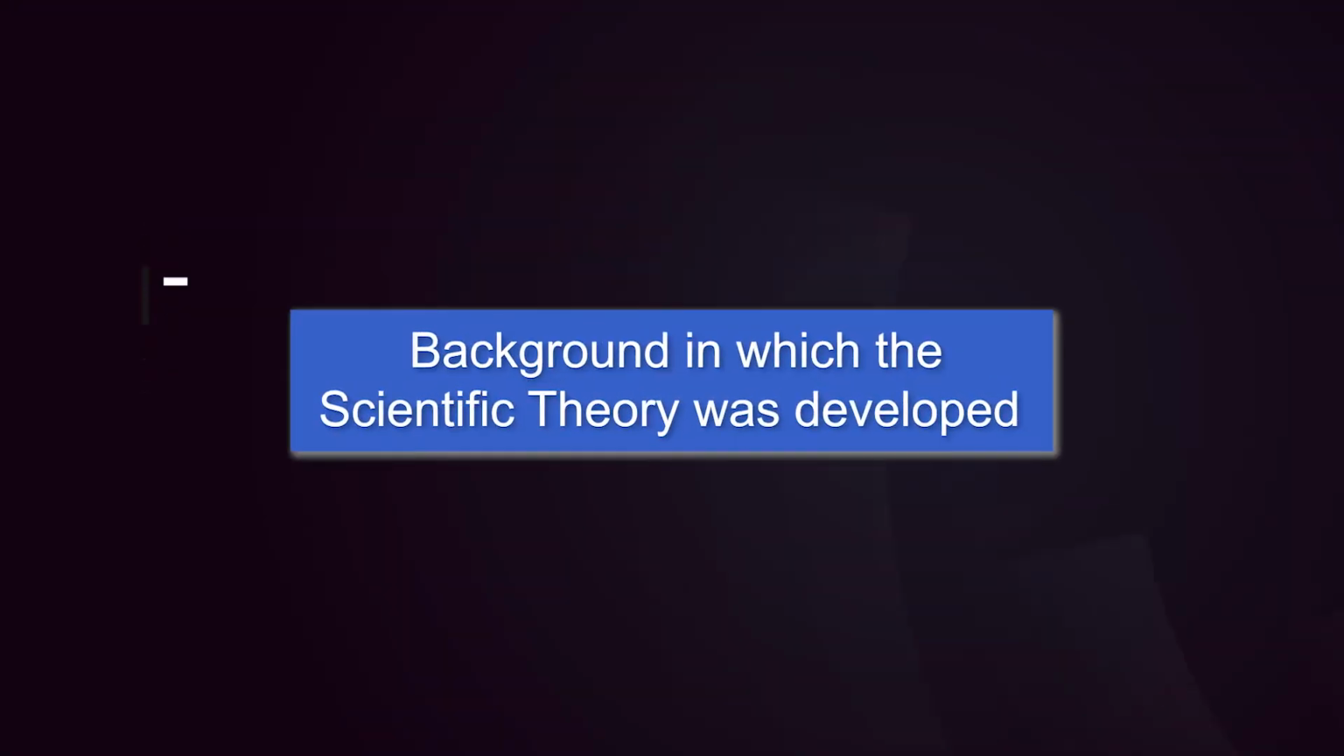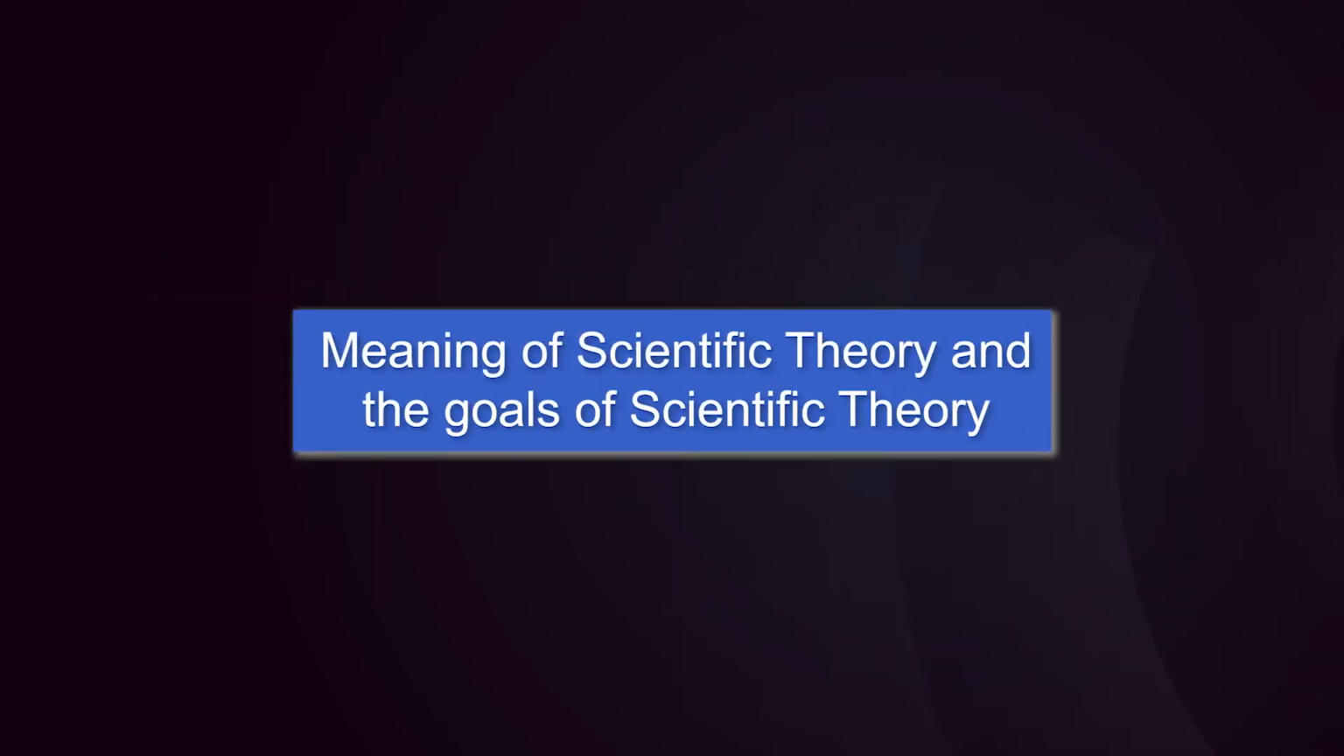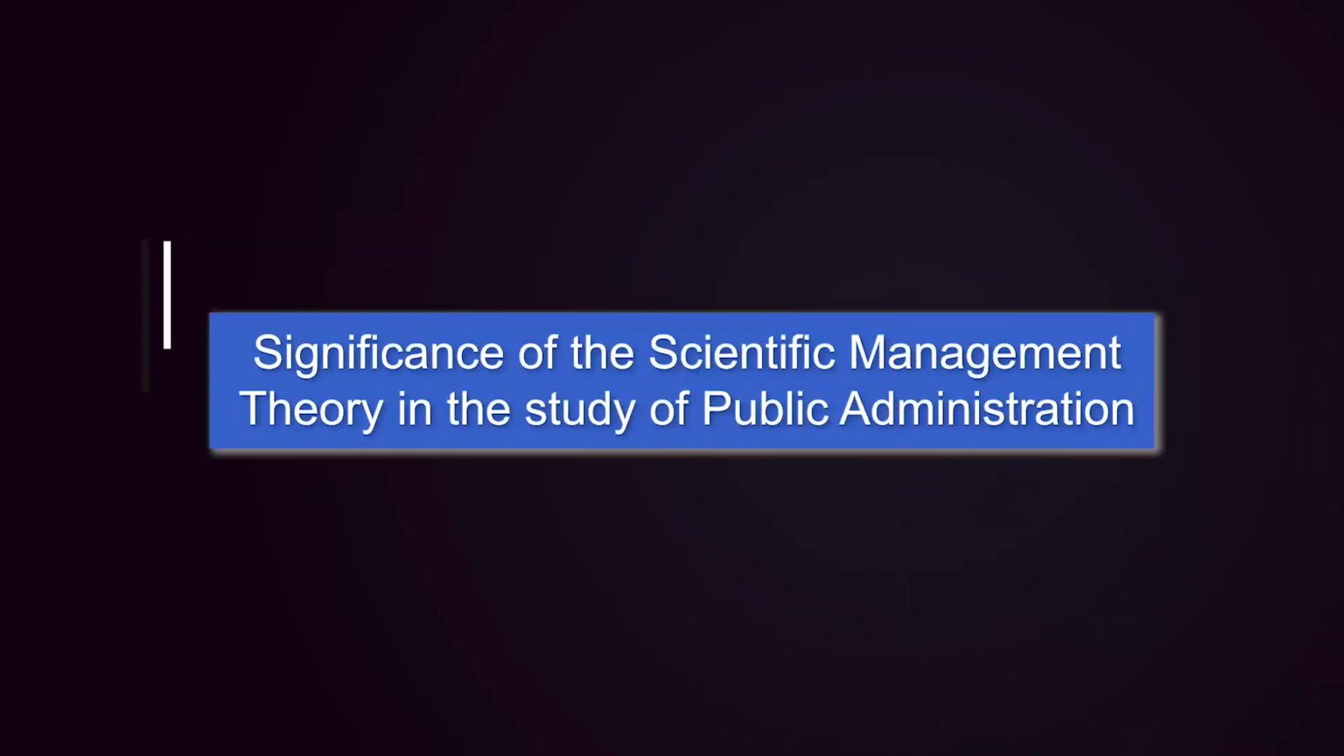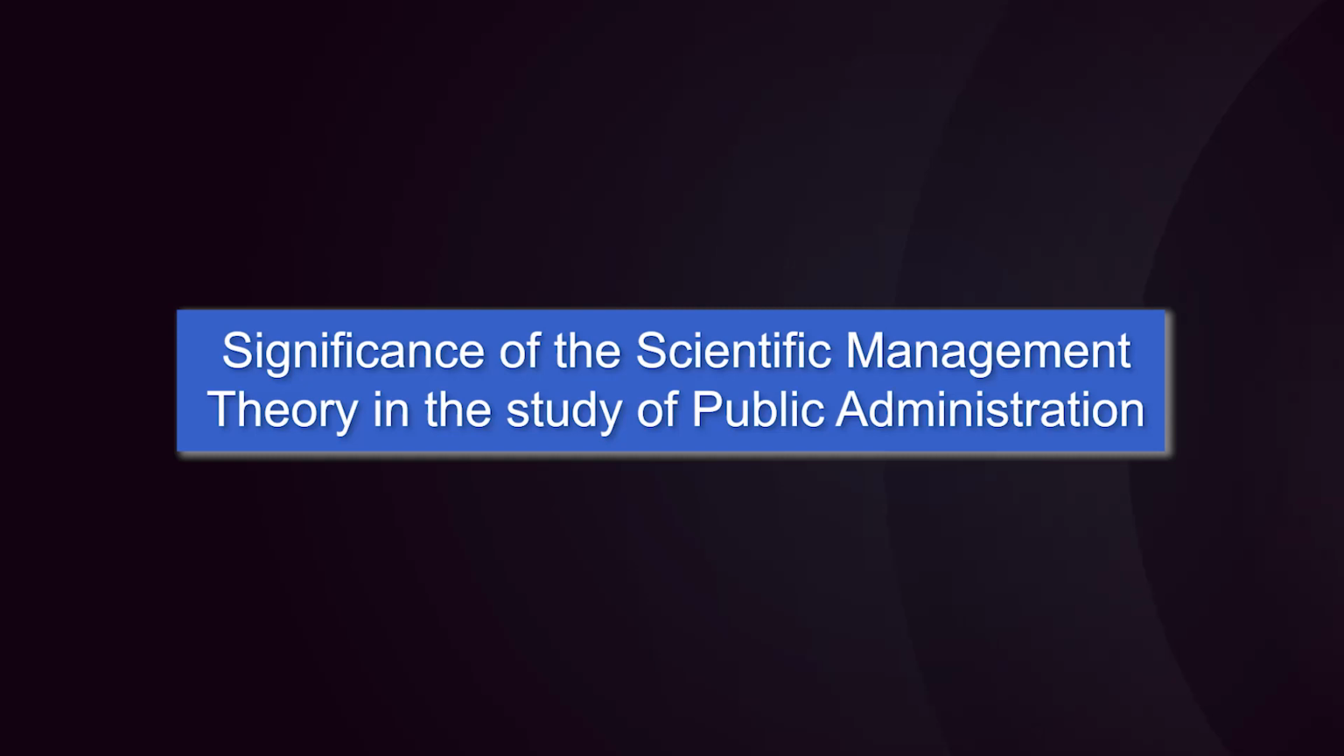Before we start with the meaning of scientific management theory, it is important for us to understand the structure of our lecture. First, we will discuss the background in which the scientific theory was developed. Second, we will discuss the meaning of scientific theory and the goals of this scientific theory. Third, we will discuss the principles and the techniques of the scientific management theory. Fourth, we will discuss the criticisms against the theory. Fifth, we will discuss the significance of this scientific management theory in the study of public administration.